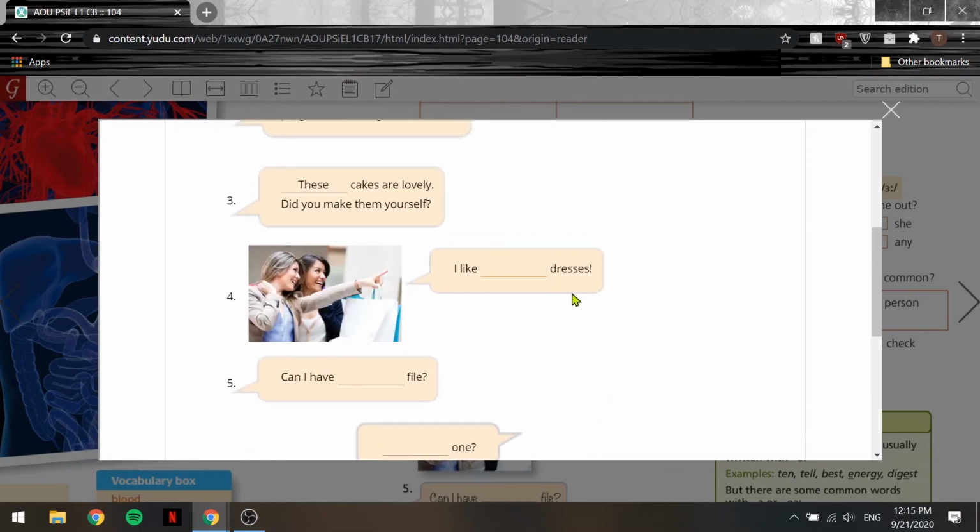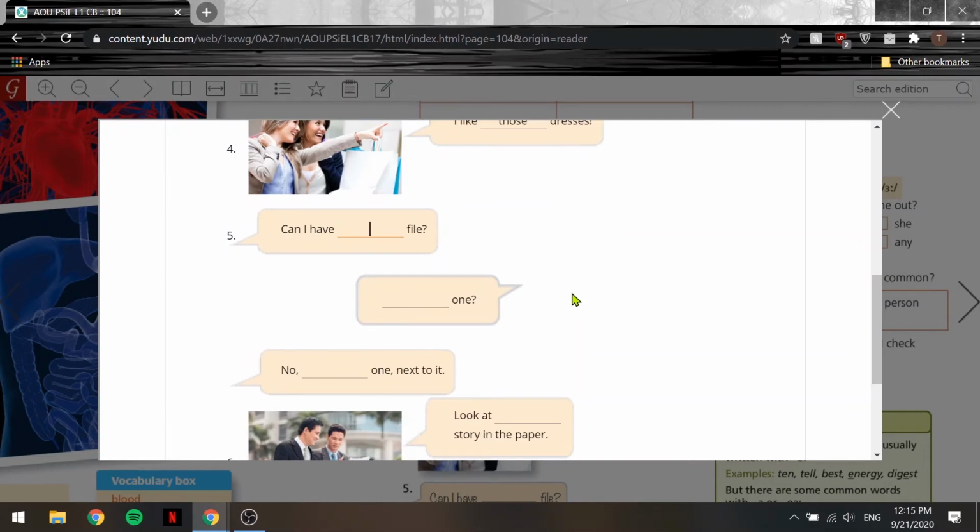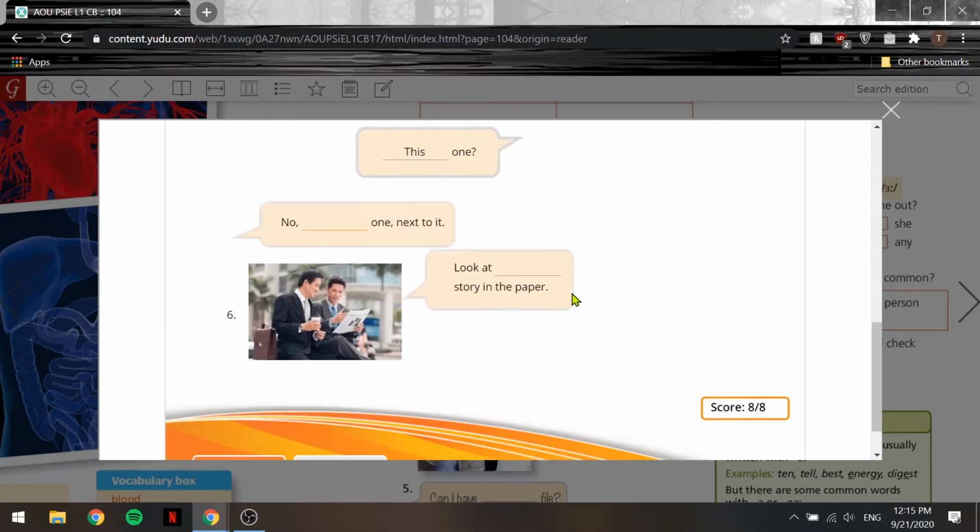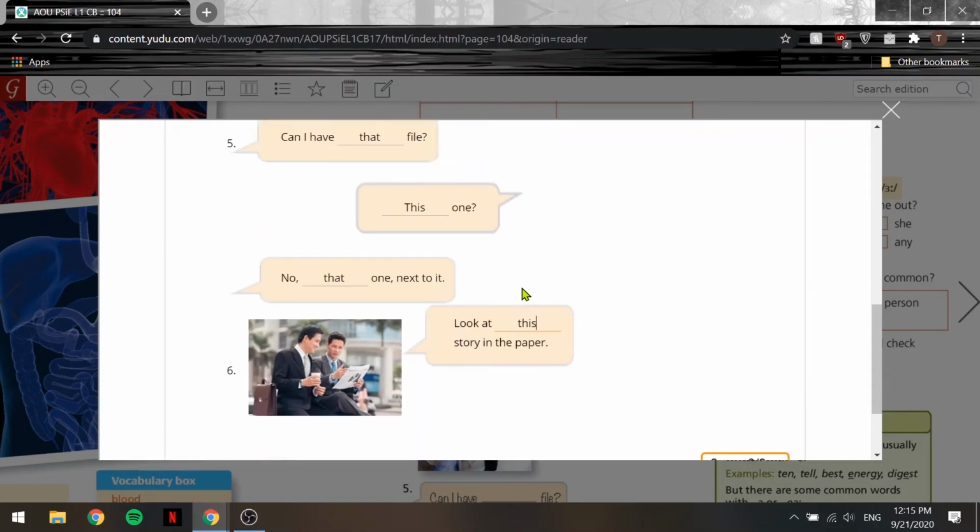4. I like dash dresses. So I'll say, I like those dresses. And I use those because it's multiple dresses and not just one dress. 5. Can I have dash file? I'll say, can I have that file? Dash one. So I'll say this one. Obviously, I'm asking a question. That is why I changed my tone. No, dash one next to it. So I'll say no, that one next to it. 6. Look at dash story in the paper. I'll say look at this story in the paper.